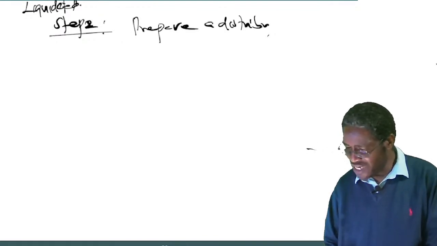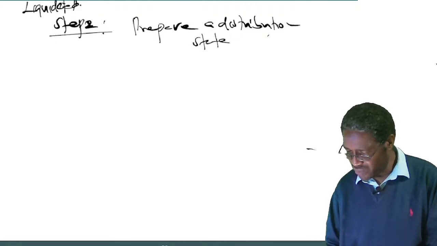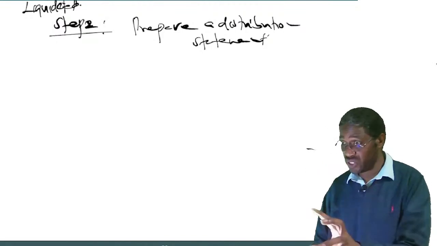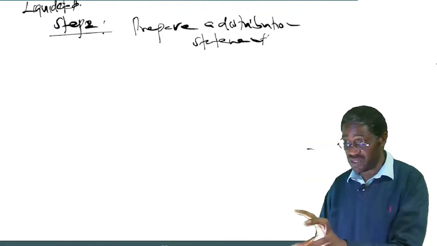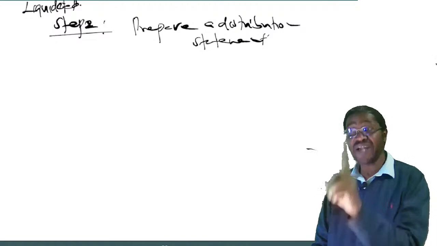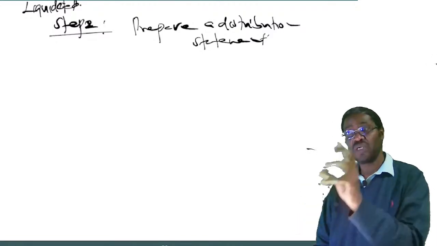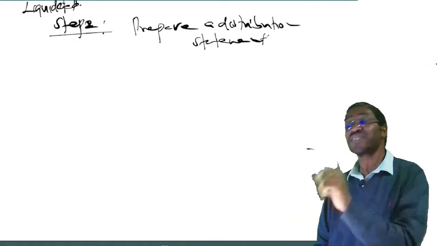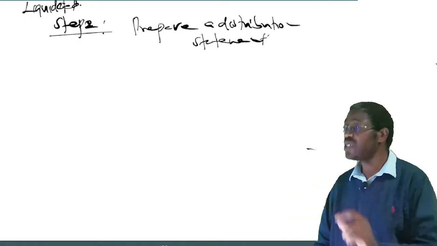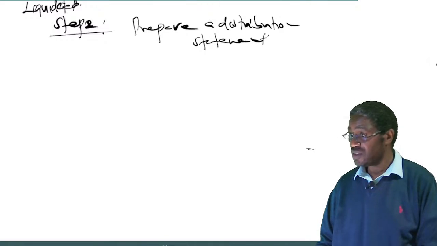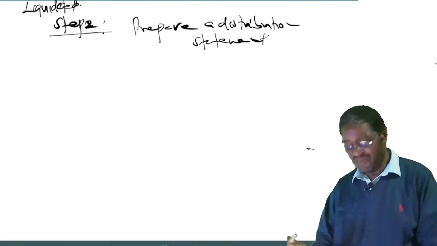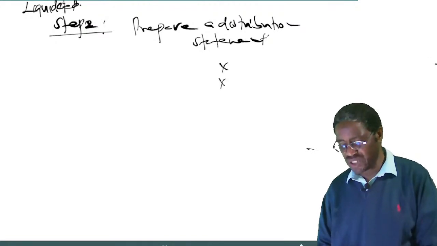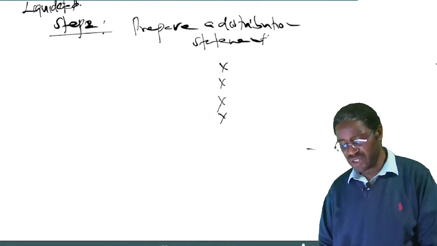You prepare a distribution statement of what? Of the sales proceeds from the sale of assets. You prepare a distribution statement of the sales proceeds from the sale of assets on the assumption that the company is liquidated. So, if the company is liquidated, machinery will be sold for this much, furniture this much, this much, this much. Good.